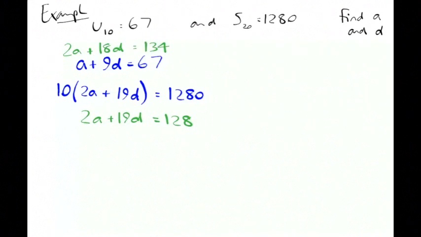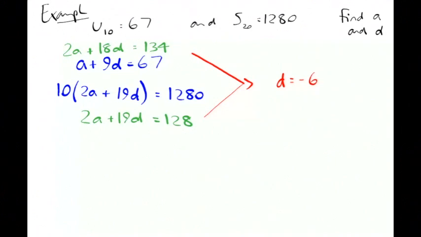Simultaneous equation, these two green lines. I'll do the bottom one minus the top one. 2A minus 2A disappears. 19D take away 18D, I've got 1D. 128 take away 134 is minus 6. So I've got D is minus 6.